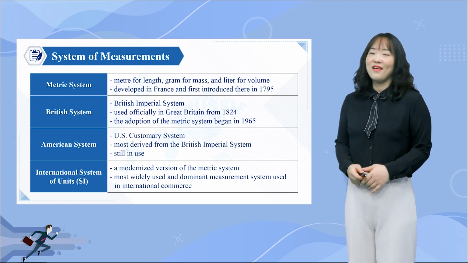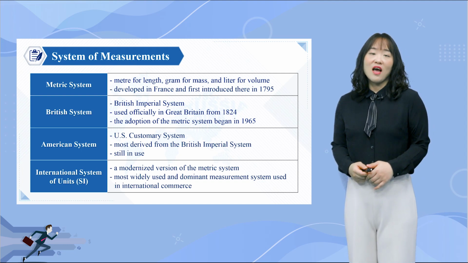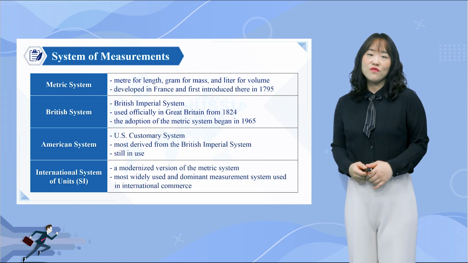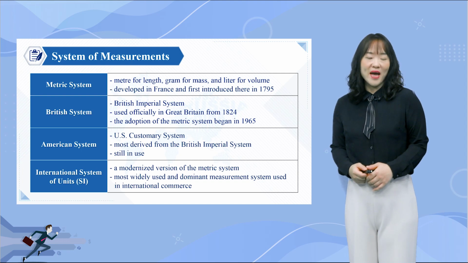American system, known as the U.S. customary system, most of the units are derived from the British imperial system. Today, Americans still use the U.S. customary units, although many scientists and organizations endorse the ease of the internationally used metric system.